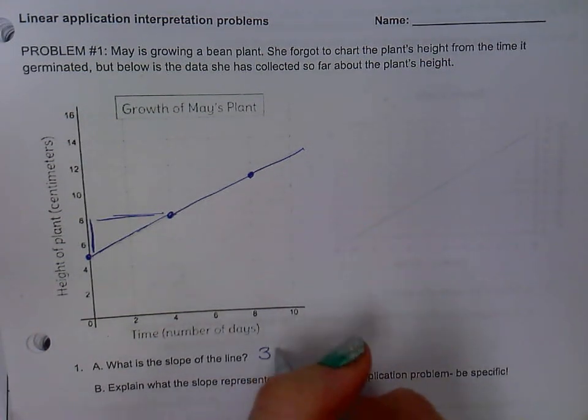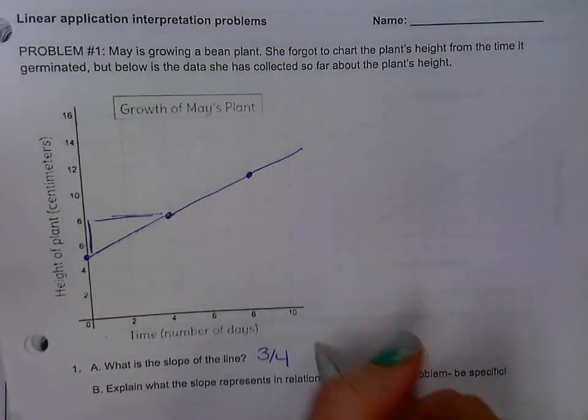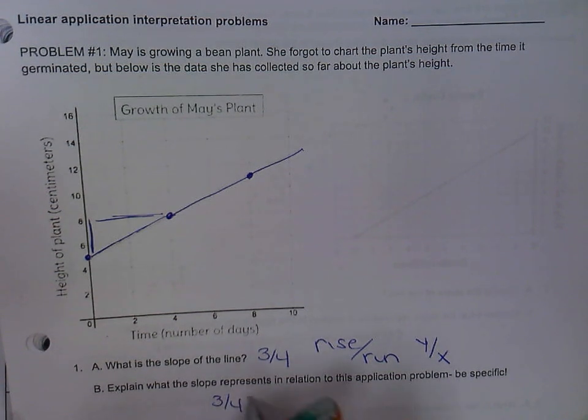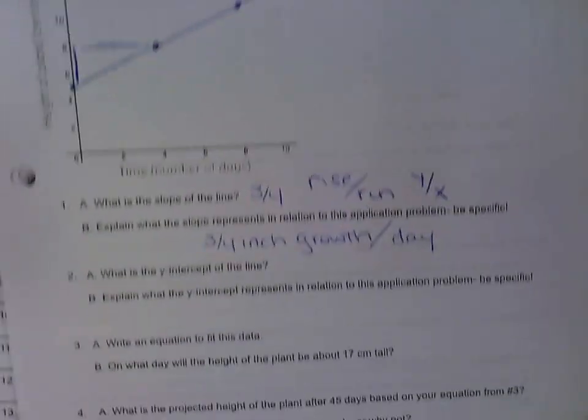And it says, explain what the slope represents. Slope is always rise over the run, so you can really use these units over here. It's the height of the plant per day. So it's growing at a rate of 3/4 of an inch every day. Does that seem reasonable for a bean plant in the garden? 3/4 of an inch higher each day is what it's growing. So you can take your rise over your run, your y over your x. So it's 3/4 inch growth per day. The plant is growing 3/4 of an inch every day.